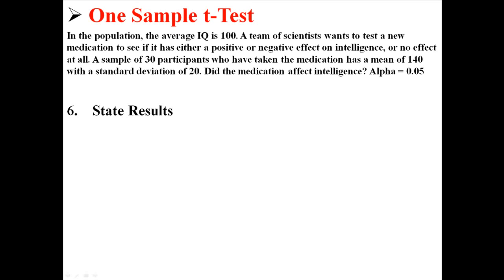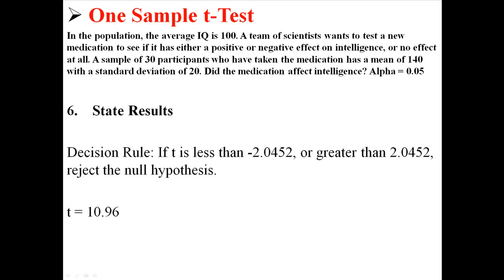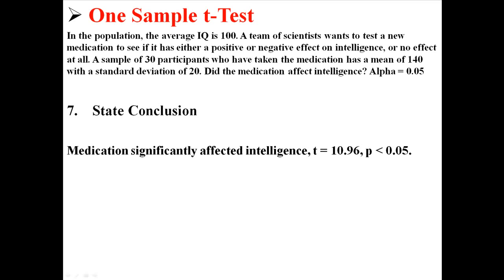So the next step is for us to state our results. Now remember, our decision rule was, if the t was less than negative 2.04 or greater than 2.04, we're going to reject the null hypothesis. And we found a t of 10.96. That 10.96 is definitely greater than 2.04, so we're going to reject H0. We're going to reject the null hypothesis. Now our conclusion, or what this means, is that the medication significantly affected intelligence. Basically, it did something. It changed it from the expected value of 100. In this case, it was 140, so it looks like it went up a lot.